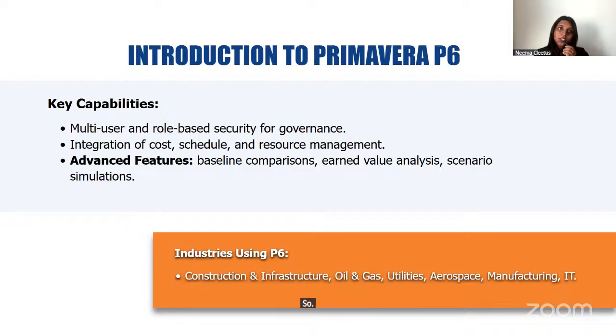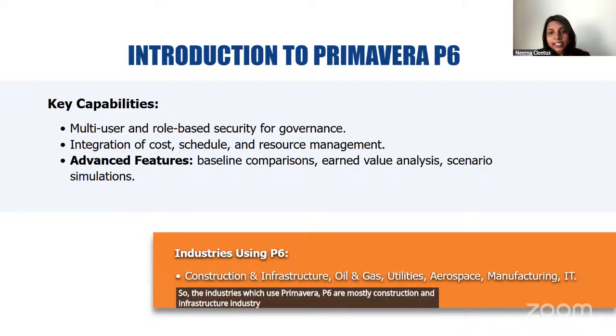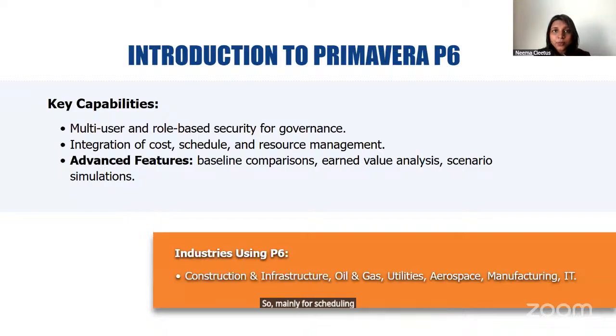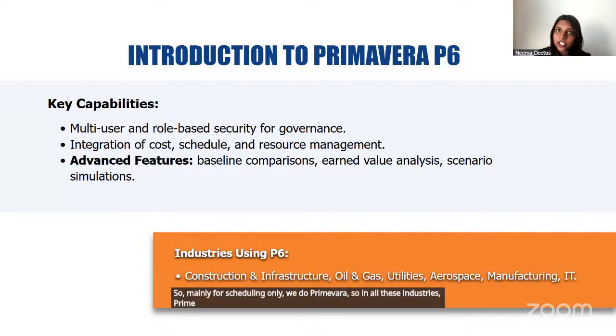So the industries which use Primavera P6 are mostly construction and infrastructure industry, oil and gas, utilities, aerospace, manufacturing, IT, etc. So mainly for scheduling only we do Primavera. So in all these industries, Primavera is a key tool for scheduling and planning the projects. We can also track the projects. Once we are doing the projects on site, we can track it also using Primavera P6.